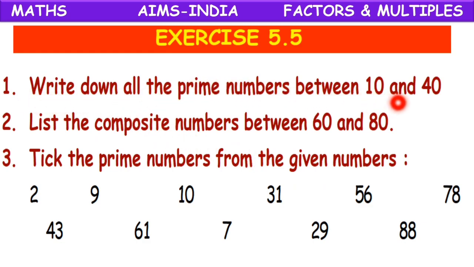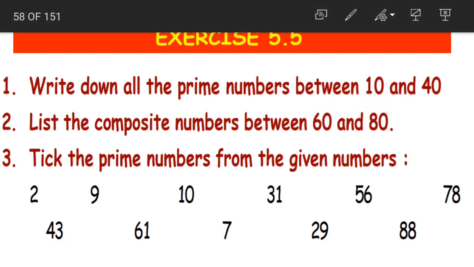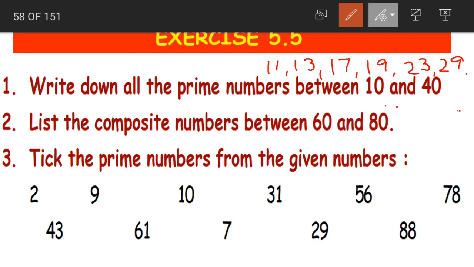First one is to write down all the prime numbers between 10 and 30. So between 10 and 30 we have 11, 13, 17, 19, 23, 29. Okay children, and we are having a few more. That few more you solve and write. I have written till 30. Now you write from 30 till 40. I hope you can do it, right?